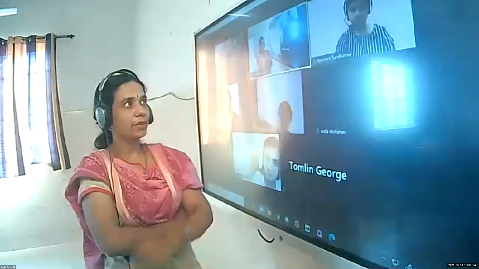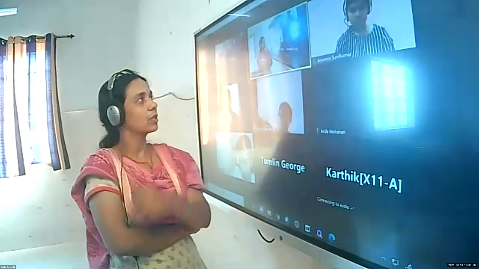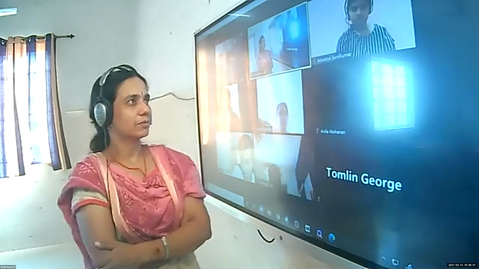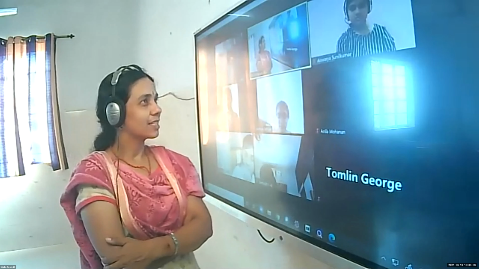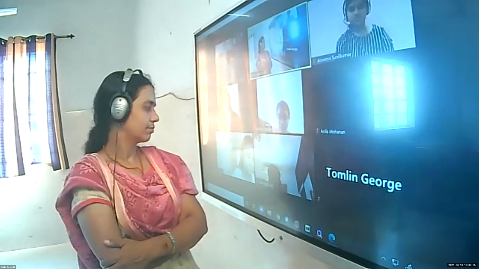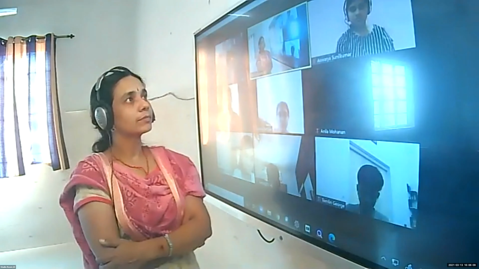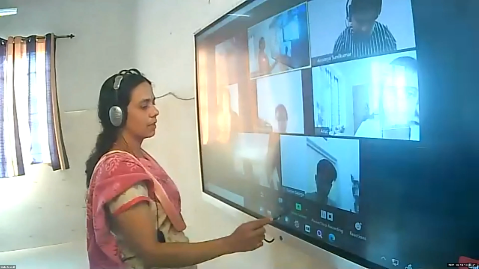X into e raised to x into dx. It is a product. In integration, we call it integration by parts. What is the formula? First function into integral of second function minus integral of derivative of first function into integral of second function into dx plus c. Okay, write the formula and proceed.